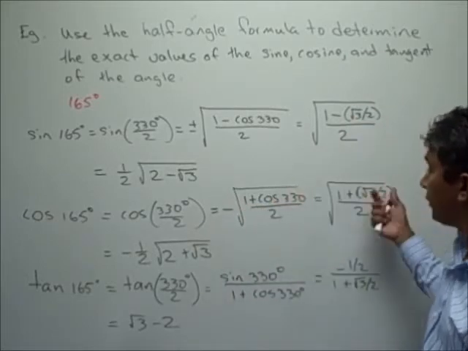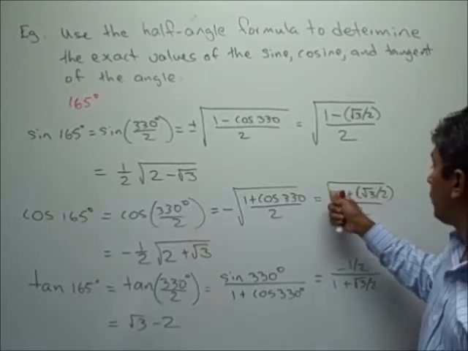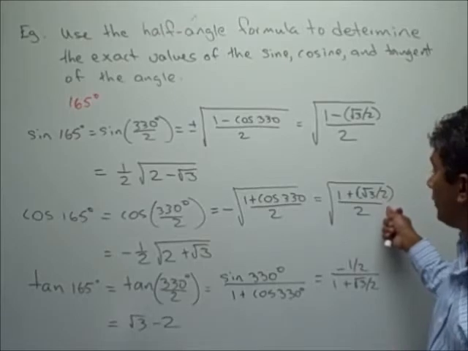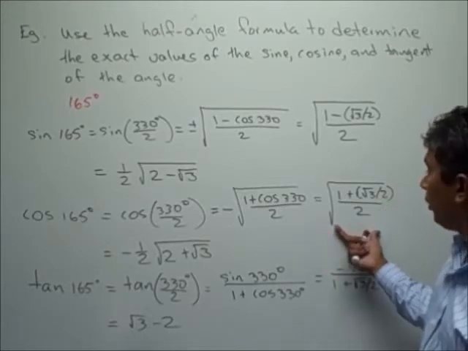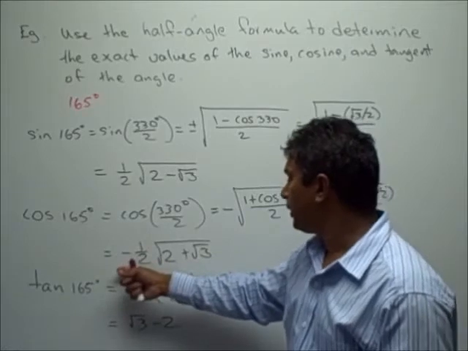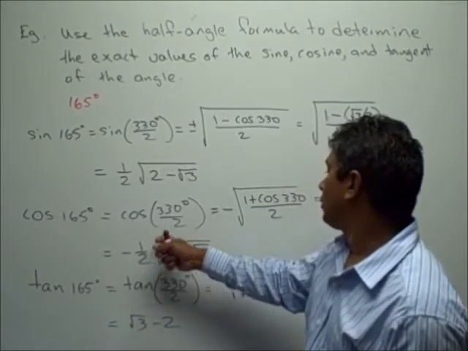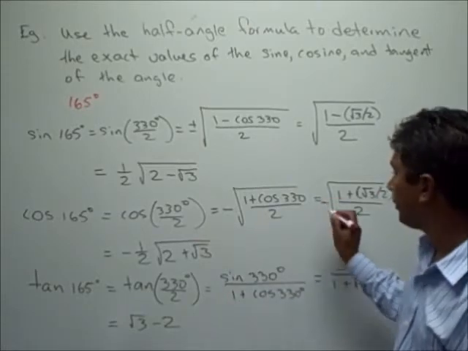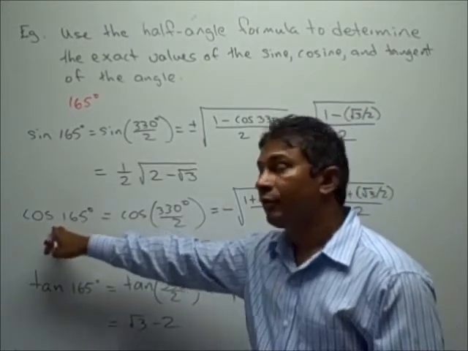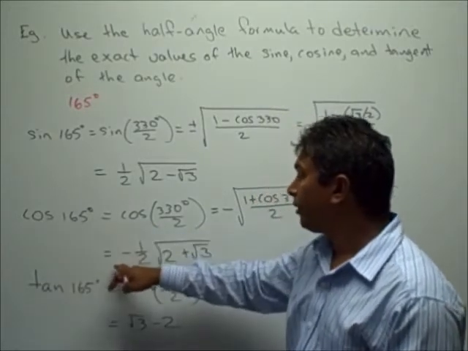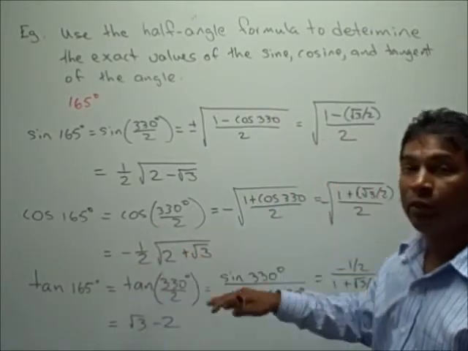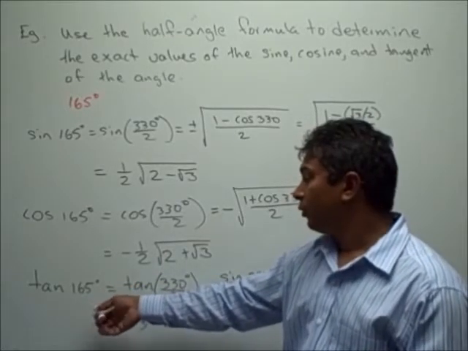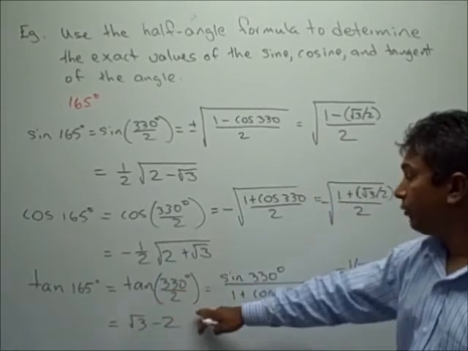The cosine of 330 is the square root of 3 over 2. So this becomes 1 plus the square root of 3 over 2, all over 2, and then we're going to find the square root of that. Simplifying all of this, we have negative 1/2 times the square root of 2 plus the square root of 3 under the radical, and it should be a negative here. So the cosine of 165, the exact value, would be negative 1/2 times the square root of 2 plus radical 3. To find the tangent of 165, we can do the same thing, 330 over 2.